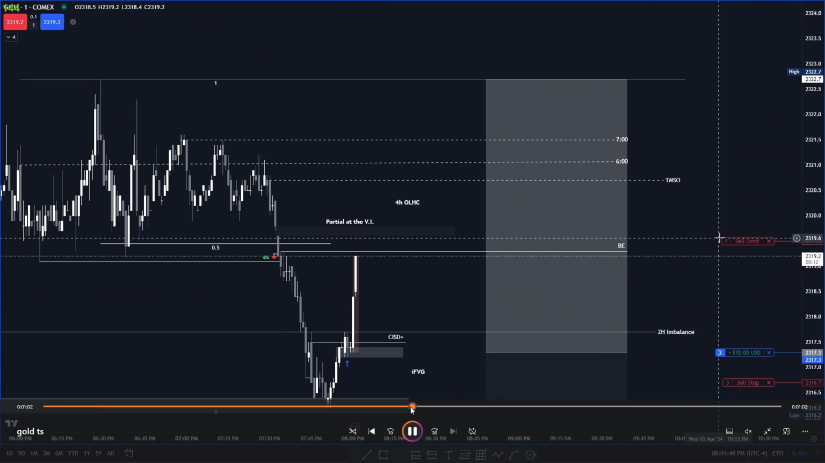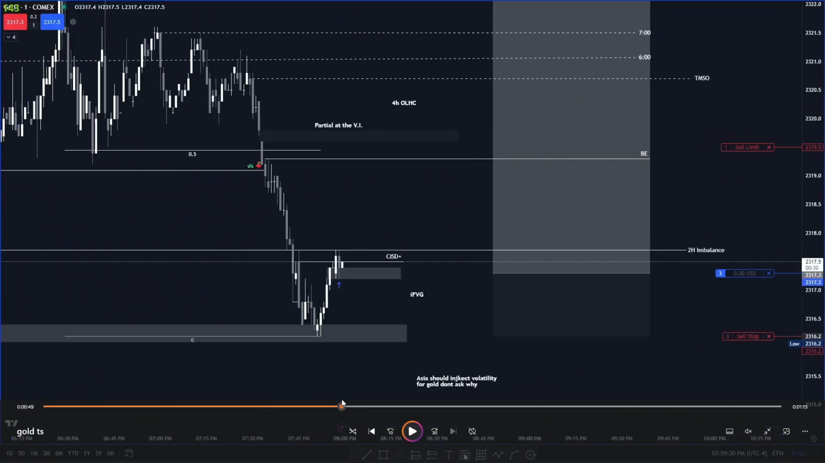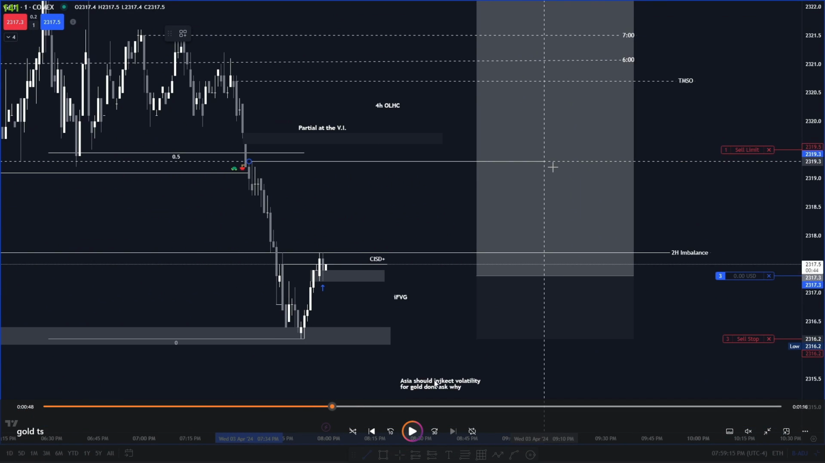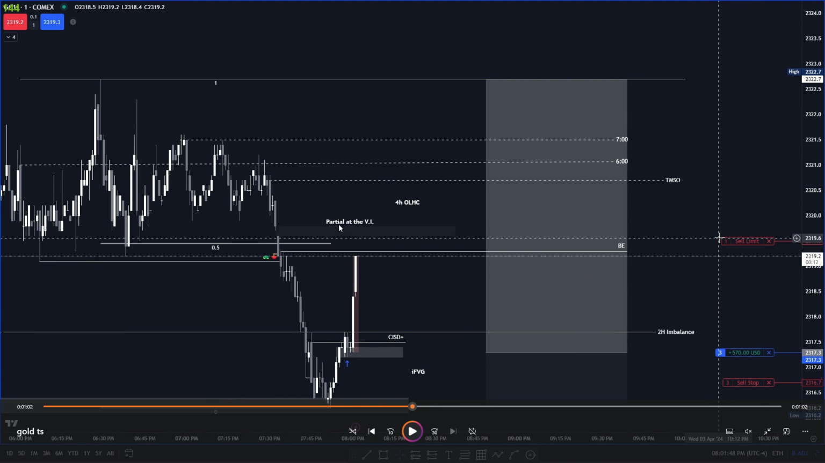We get entered, and price goes. And like I said, 8 o'clock would always inject volatility for Asia. Asia shouldn't inject volatility for gold. Don't ask why. As soon as 8 o'clock hits, of course, we get that volatility. Do your research on that. And I said partial at the volume imbalance, right? Because you always want to take a partial near equilibrium of the range. So I was expecting it to really go in here.